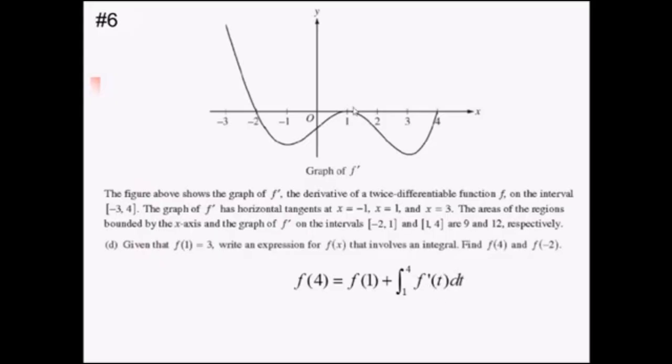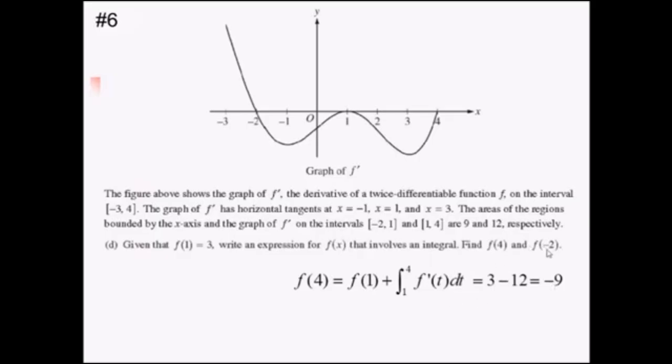So to do that, we need the area under the curve between 1 and 4. Now this is negative area. They told us that area was 12. So this is going to end up being 3 plus negative 12, which comes out to negative 9. Didn't actually need to simplify that to negative 9, but we just did.